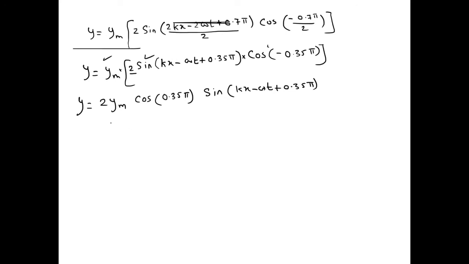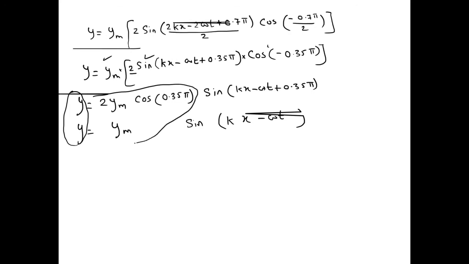My dear, listen carefully. We are going to find only the amplitude. Can you please recall the wave equation? Y is equal to Ym sine of kx minus omega t plus some term. Am I right? Now you can compare this equation. This is my y. What is my amplitude? My amplitude is this. And then my sine term is this.